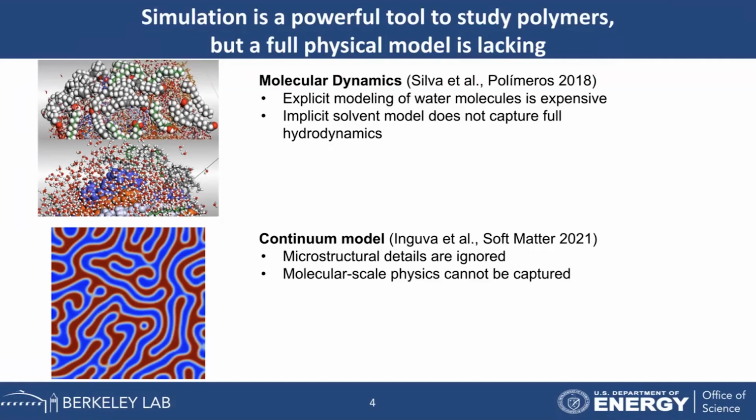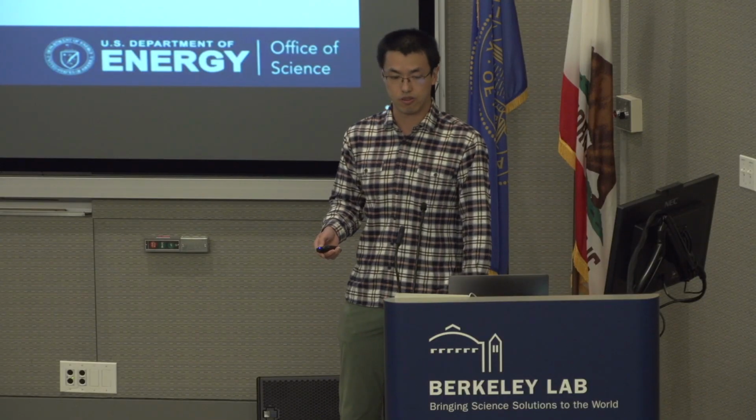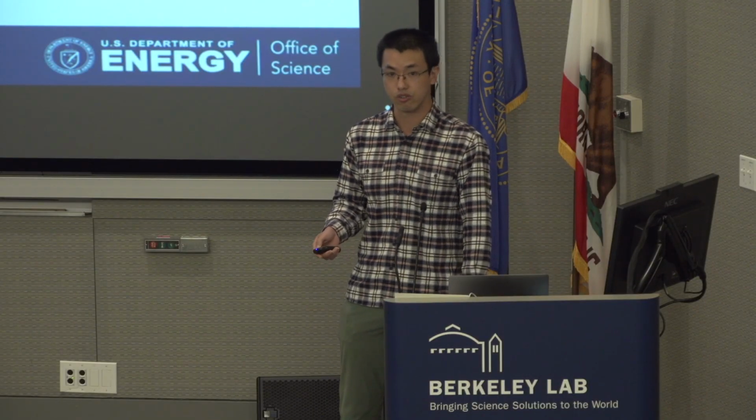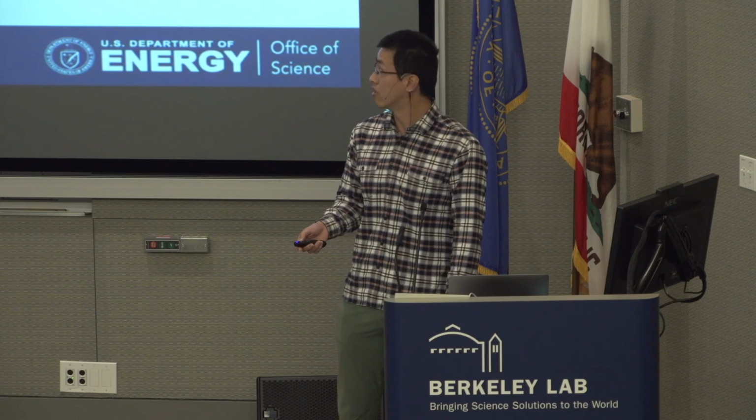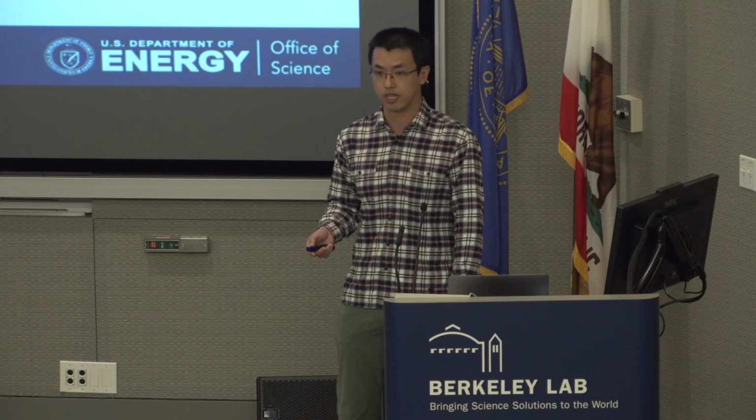Here is a simulation of a mixture of two model polymer blends. And the box dimension here is on the order of microns, but can easily extend to larger length scales. But for this kind of simulation, all the microstructural details are ignored. And as a result, some of the molecular scale physics cannot be captured.